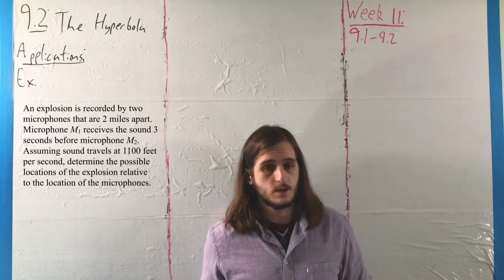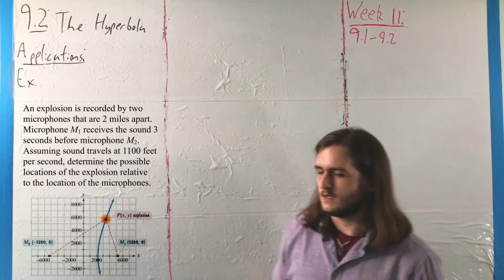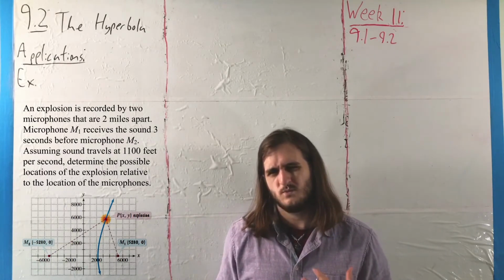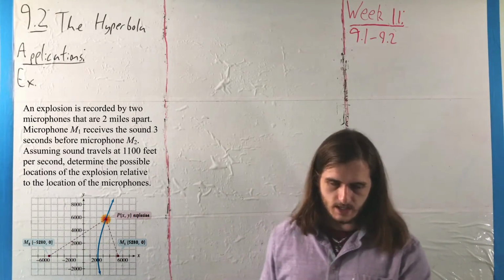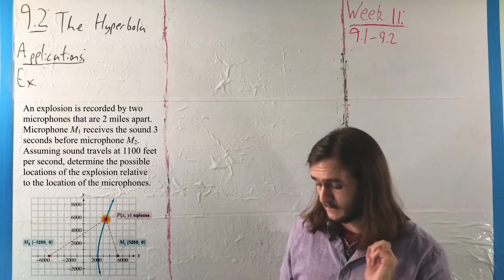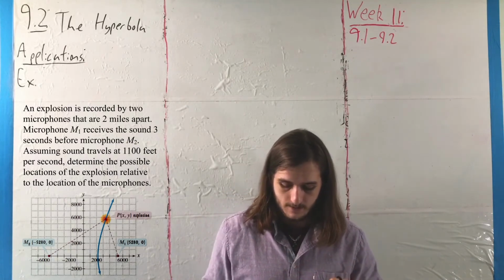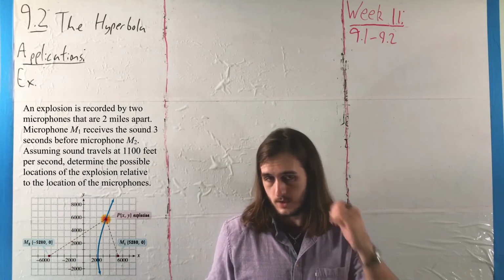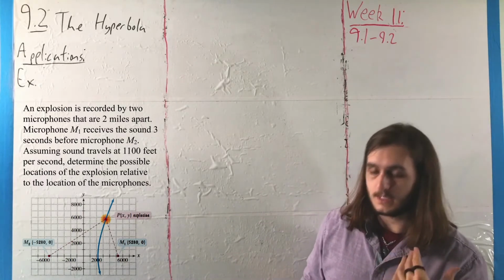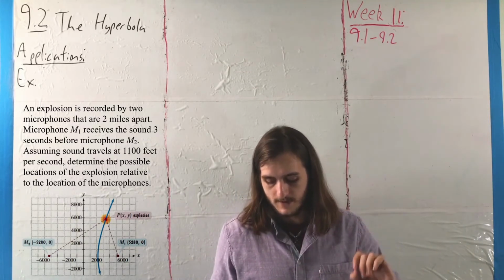The first thing we might want to do here is think about what this looks like graphically in terms of feet, just so we can get a sense of the rough outline of what we're looking at, where we have to think a bit carefully about the design for this. Because M1 got the sound 3 seconds before M2, and the sound travels at 1100 feet per second, the difference in the distance from the point of the explosion P to M1 and the distance from P to M2 is a constant value of 3,300 feet.